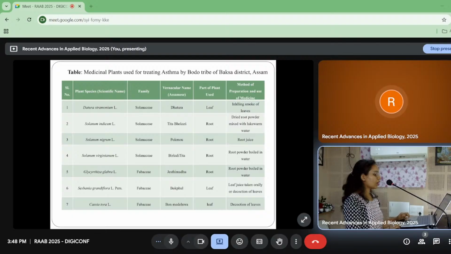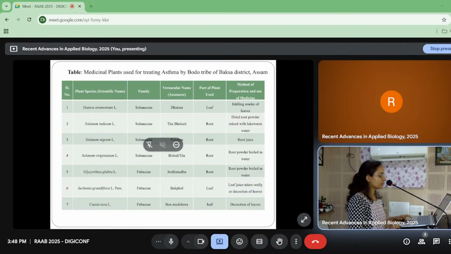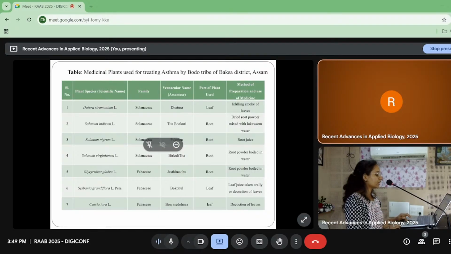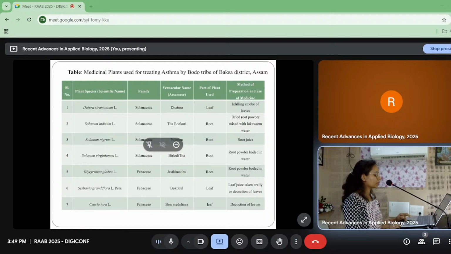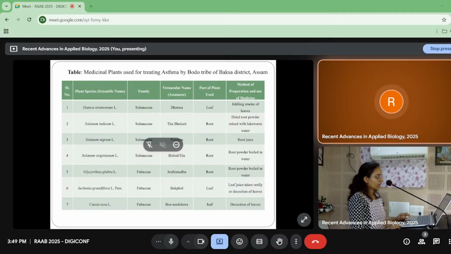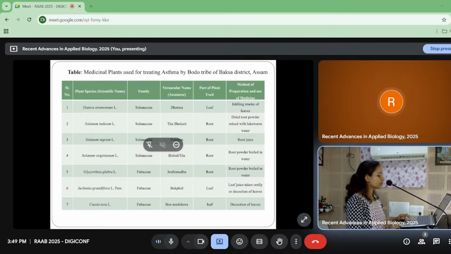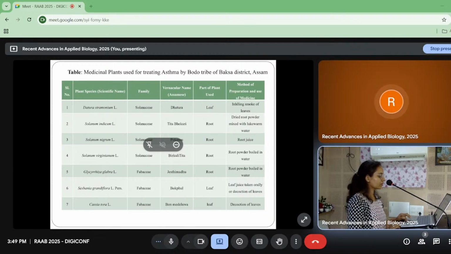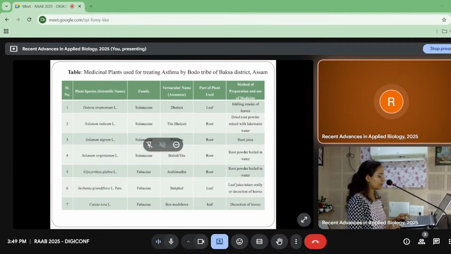This is the table of medicinal plants. Here, this column includes the plant with its scientific name, the family, the vernacular name, that is the Assamese name of that plant, and the used part and the preparation method of the medicine. Here we can see Datura stramonium, which belongs to the Solanaceae family.